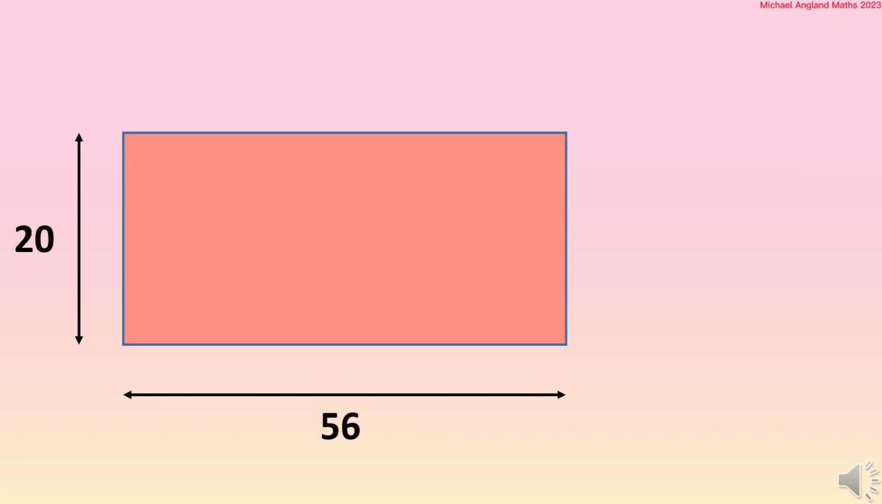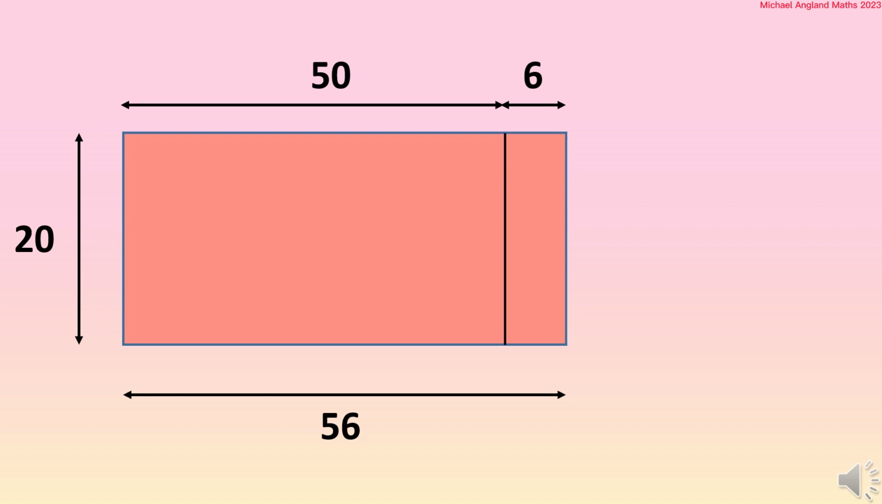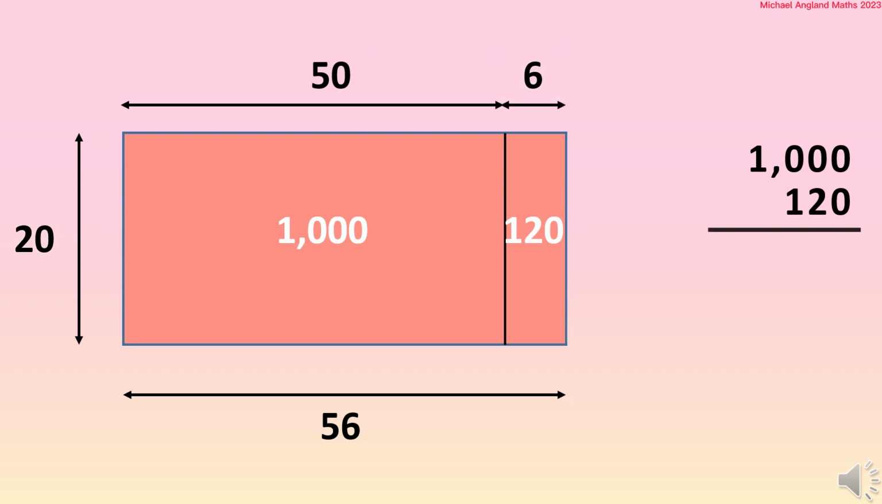Here's an example. This rectangle has width 20 and length 56. Let's split the length into two pieces. Well, that would be 50 and 6. Now, the area of that is simply the area of the left-hand rectangle and the right. The left hand is 1000, which is the product of 20 and 50, and the right hand is 120, which is the product of 20 and 6. So tallying them up, we get 1120.